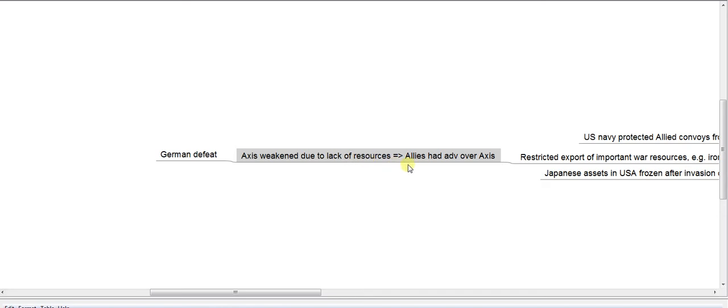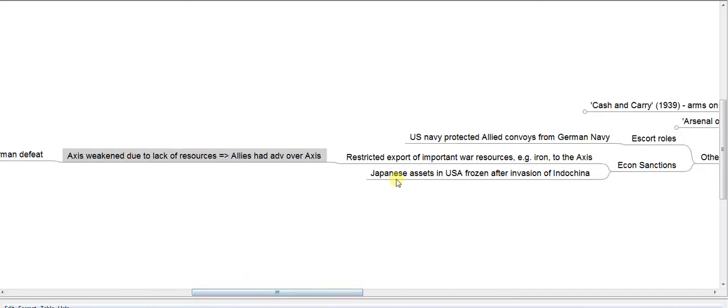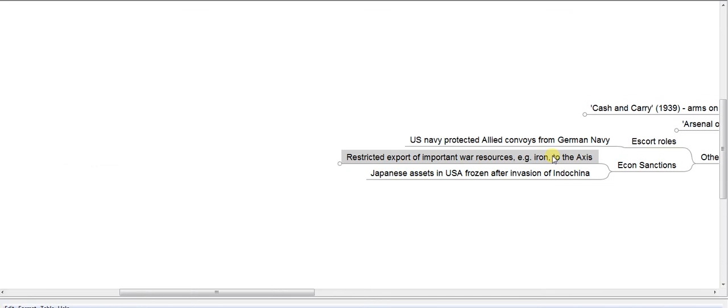Like I said, resources are key to sustaining the war effort. So if you have sufficient supply of resources, you can eventually defeat the enemy. So in this case, the Germans. Okay, and also Japan's assets in the USA were frozen after the invasion of Indochina. So basically, another way that the USA was showing that it was in support of the Allied powers. Although this, in a way, was not directly linked to the German performance in Europe.